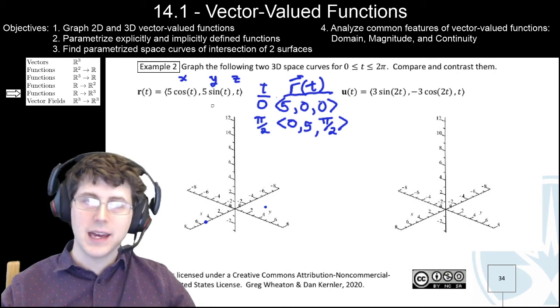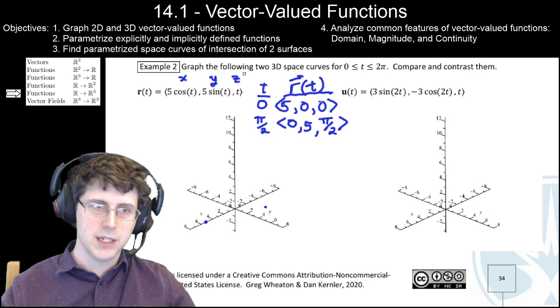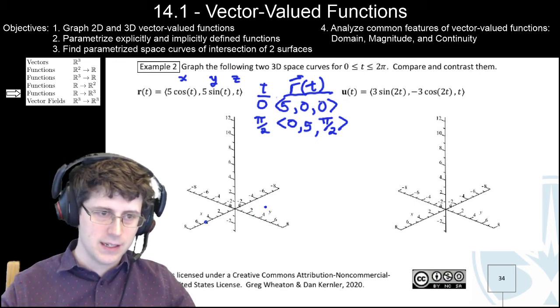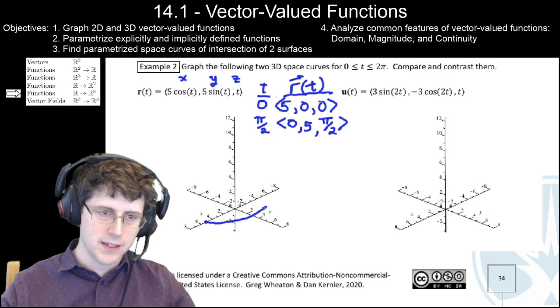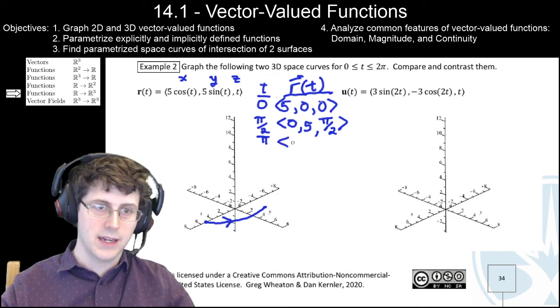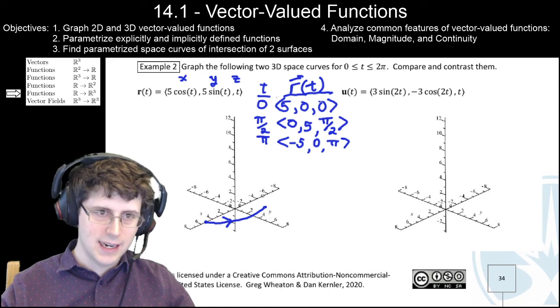I can tell from the x and y being cosine and sine that there's going to be some kind of spinning motion, but it looks like the z value is also going up. So I'm going to make a circle, but it's headed up. Let's see where we go next. Just plug in pi for t. Now I get 5 cosine pi, 5 sine pi, and pi. So I'm back here at x is minus 5, y is 0, but I'm up by 3.